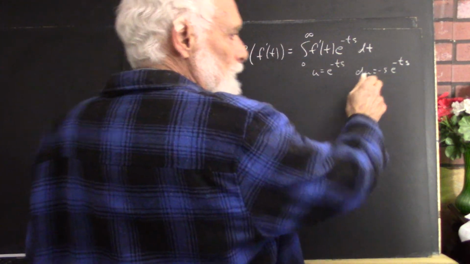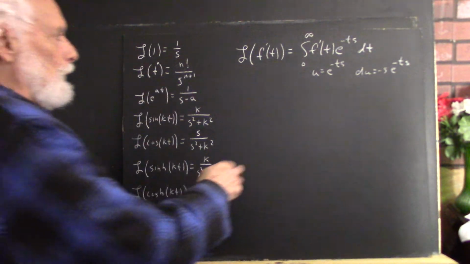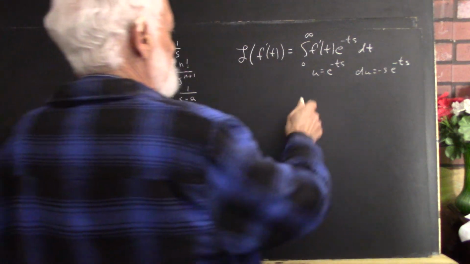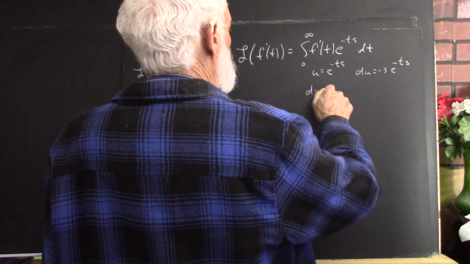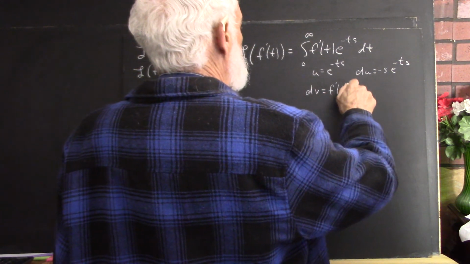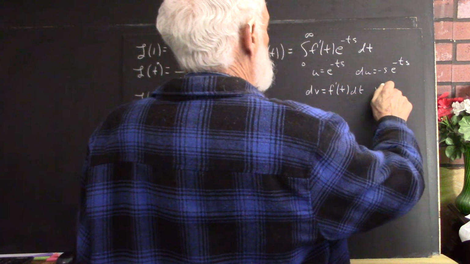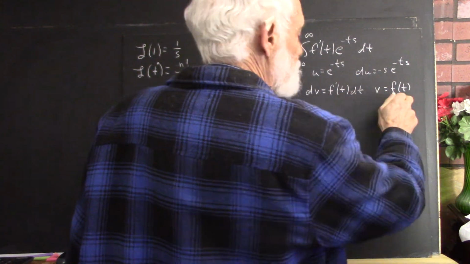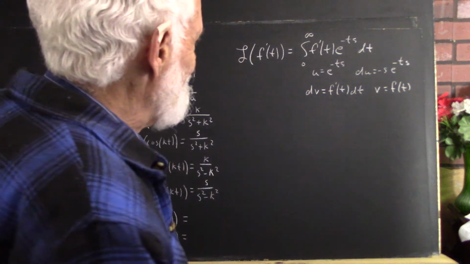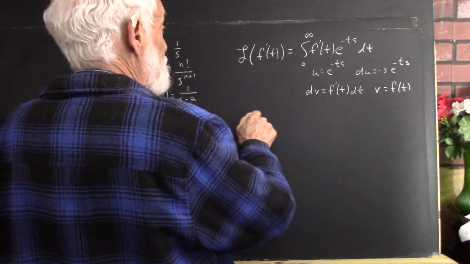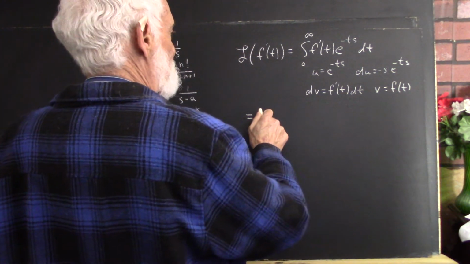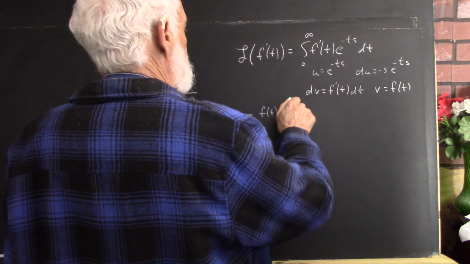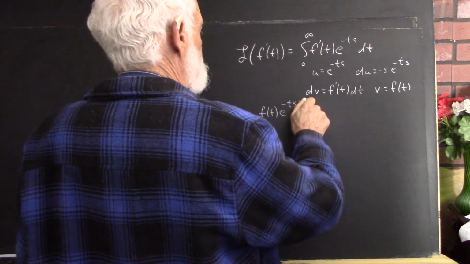And that's kind of the opposite of what we've done in the integrals for most of these, because we have usually let the e to the negative ts dt be the dv. Okay, dv is going to be your f prime of t dt, so the v, well, antiderivative of the derivative is the function. And that makes it really easy. So now we can write this as f of t e to the negative ts evaluated from 0 to infinity.